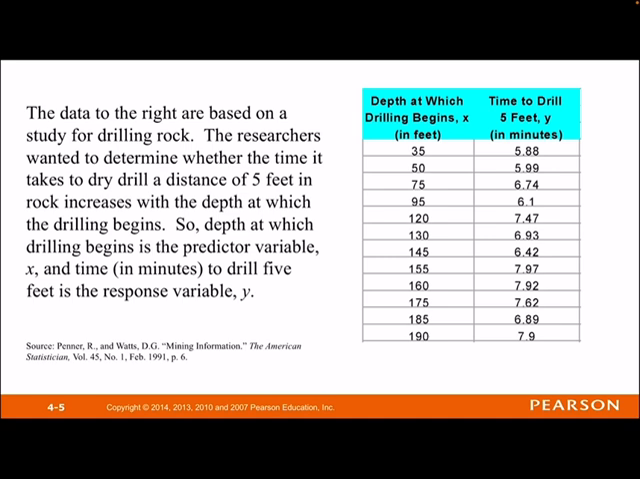So depth at which drilling begins is the predictor variable, it's x, and time in minutes to drill the 5 feet is going to be your y variable. Again, the important thing here is that you have the 5 feet. So it's time to drill 5 feet. That's going to be the key to one of the problems that's going to come up in a second. So again, x is feet, y is time.